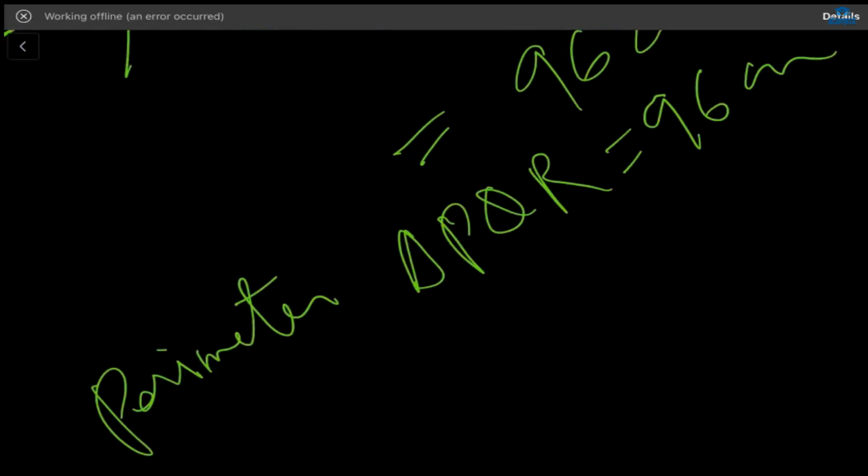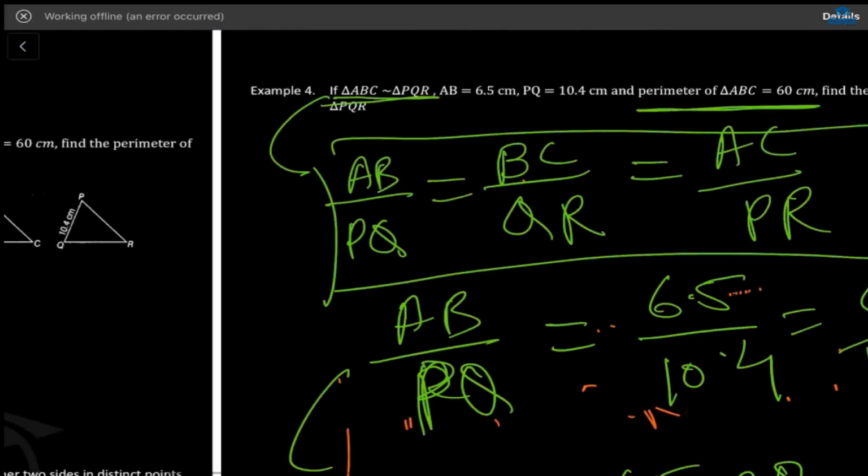So this was a simple thing: by using the ratio, because the condition was given that triangle ABC is similar to triangle PQR. This was just a simple introduction of how you can compare the similarity of triangles and how you can say that two triangles are similar. Two triangles are similar means the angles are equal and the corresponding sides are proportional.